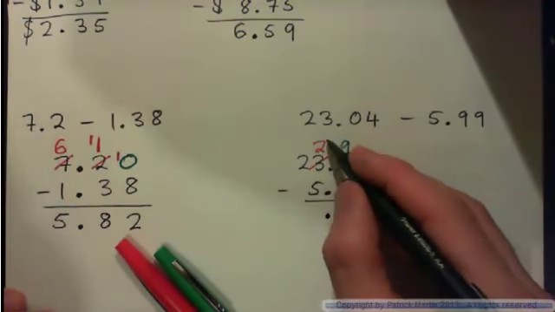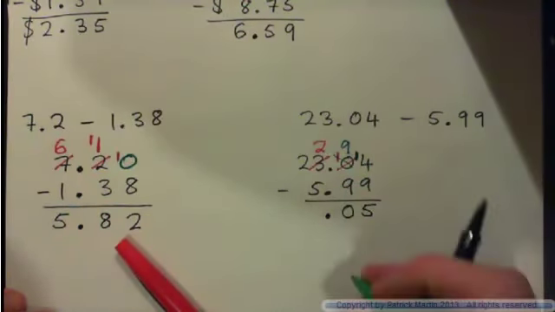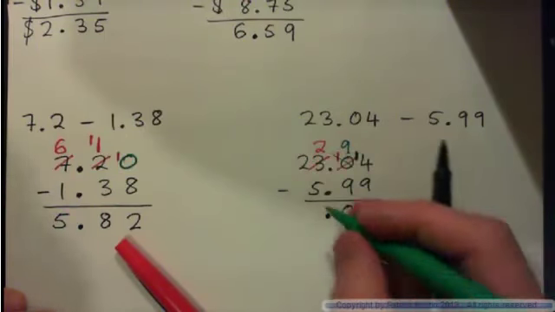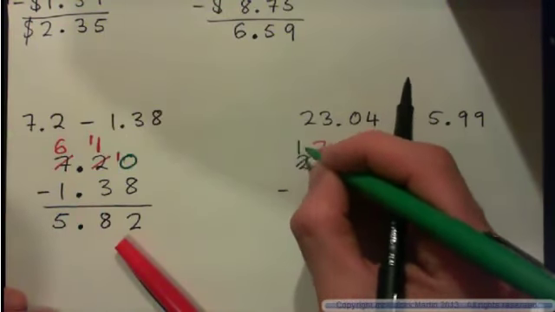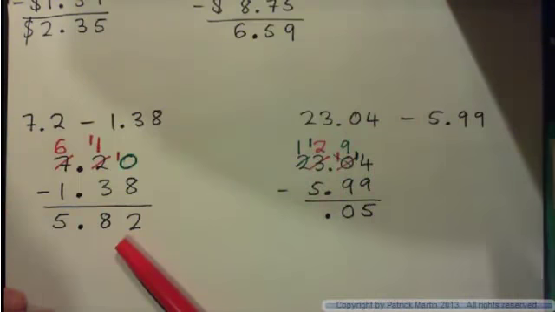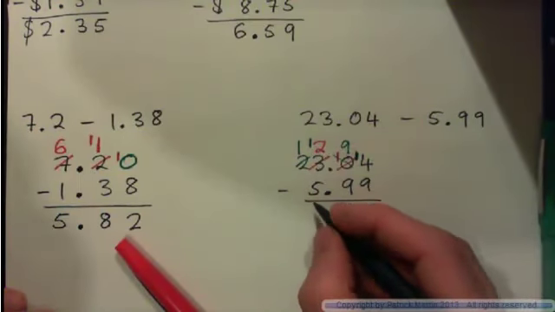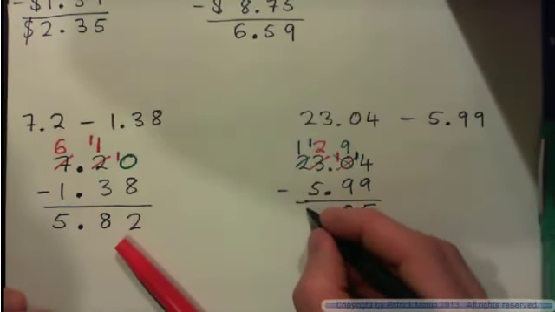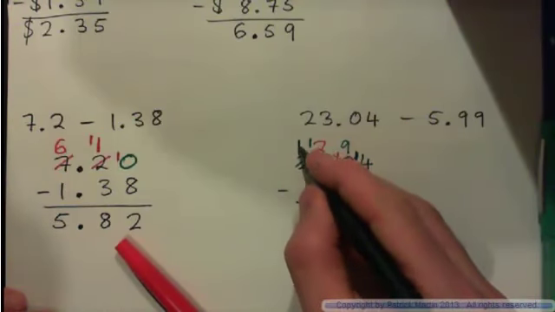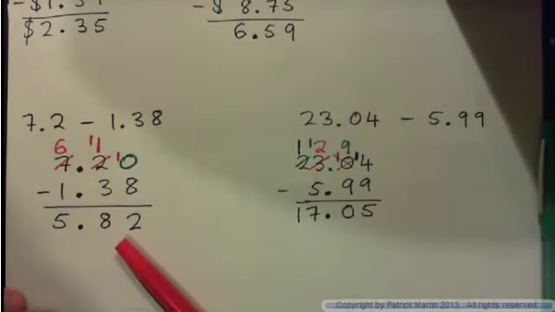Decimal point. 2 subtract 5 isn't going to work, so I've got to borrow from this 2, that becomes a 1, and put a 1 over here. So now we have 12. 12 subtract 5 is 7, and then we just have this 1 here. Okay, so 17.05, and we'll check that.